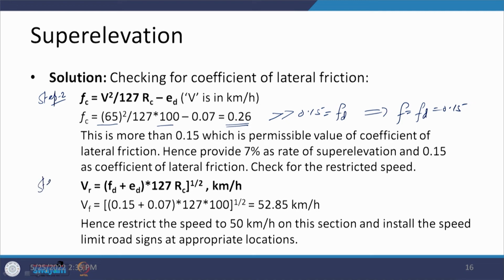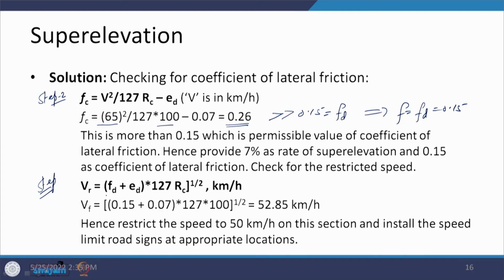Now we are moving forward to the next step, and we have to see what is going to be the restricted speed in this particular case when the radius of the curve has been reduced to a low level of 100 meters at a speed of 65 kilometers per hour. So, now we have the same equation. We are trying to find out V r, and V r is nothing but the under root of E plus F into 127 into R c. E and F are the maximum values, so they are 0.15 and 0.07, and R c is 100. So, what we are getting is 52.85 kilometers per hour.